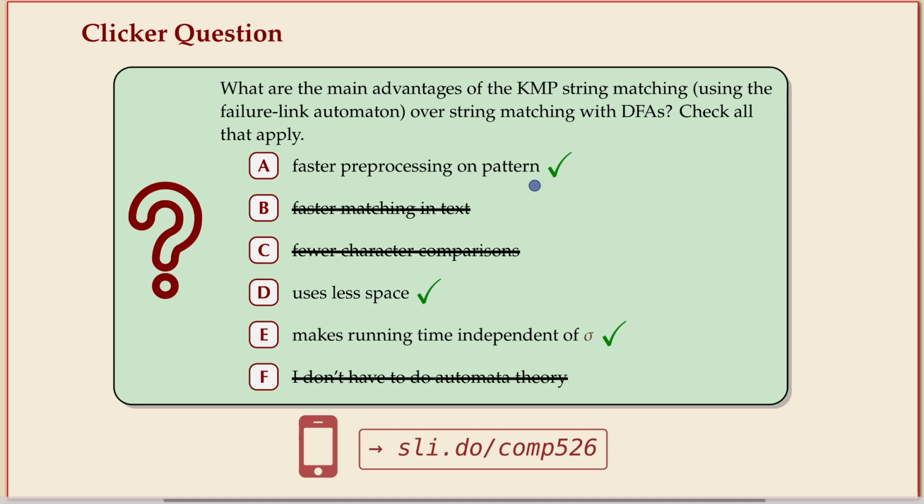The first part, faster pre-processing on the pattern. I think that's a pretty clear one because the DFA had this factor sigma. Unless sigma is really small, the pre-processing on the pattern goes down from m times sigma to essentially big O of m. And that will almost always be faster, even if sigma is not enormous.